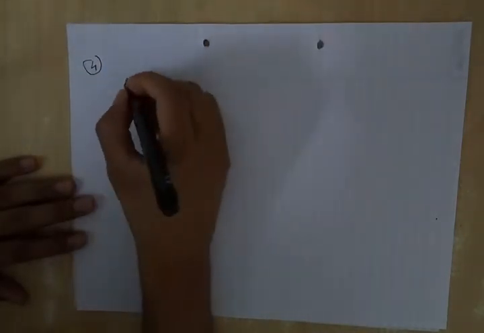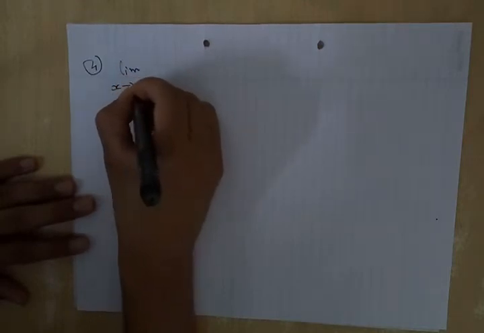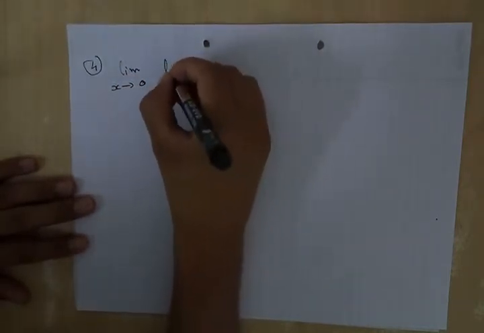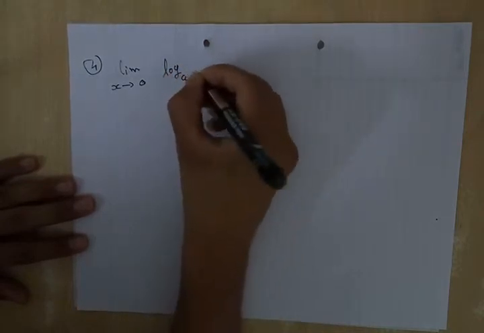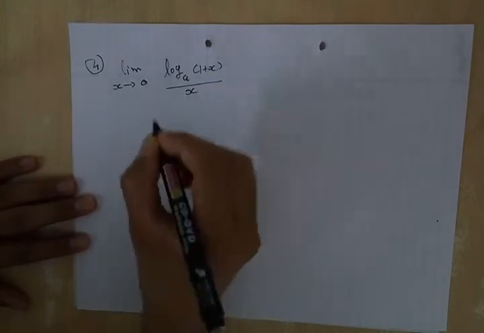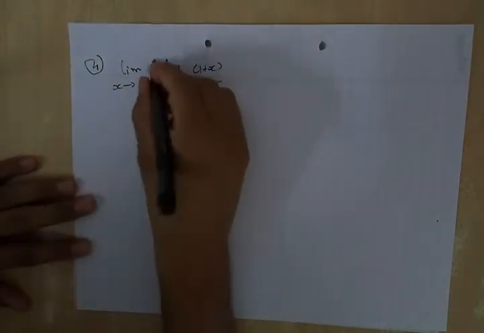Now formula number 4 is limit x tends to 0 log base a 1 plus x divided by x. We have to find the limit of this function.